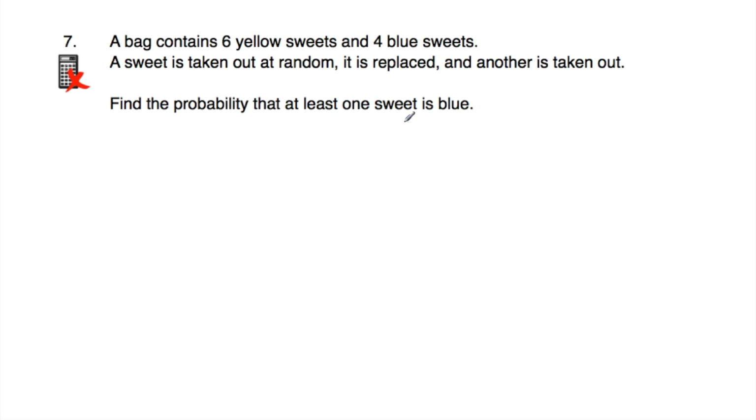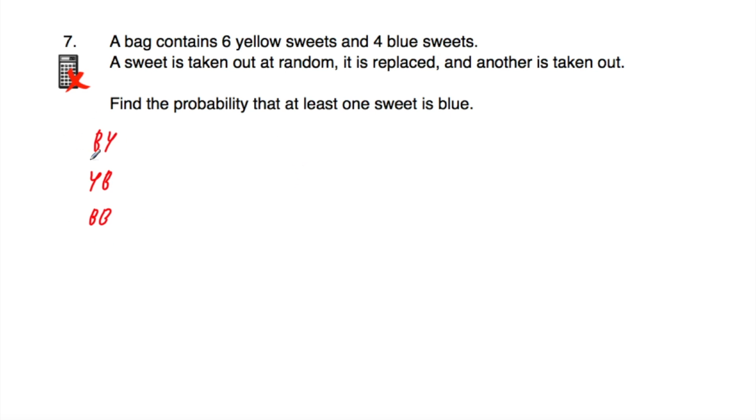And the question is find the probability that at least one sweet is blue. There's a couple of ways we can approach this question. One approach is to consider what are the outcomes that would give us at least one blue sweet. So it would be a blue and then a yellow, at least one blue sweet. A yellow and then a blue, at least one blue sweet. And a blue and a blue would work as well, because it says at least one sweet is blue. So those outcomes would all give us at least one blue sweet. So let's find the probability of these and then add them together, and that would be the probability that at least one sweet is blue. That's one approach, and then I'll talk about another approach afterwards.